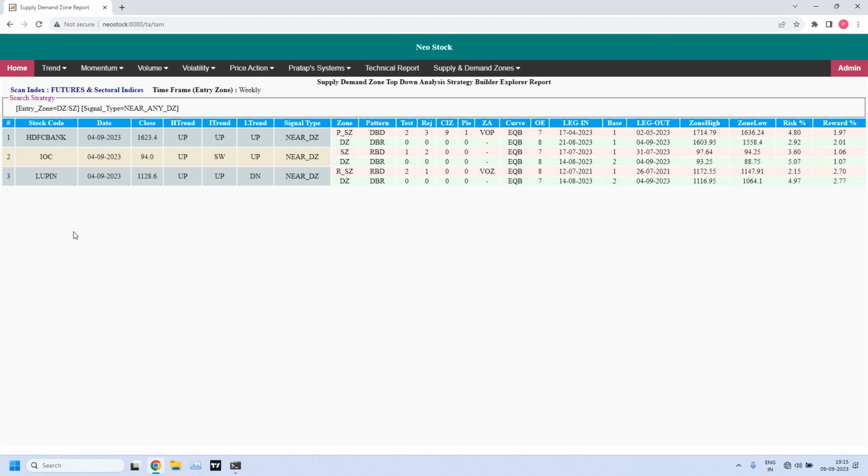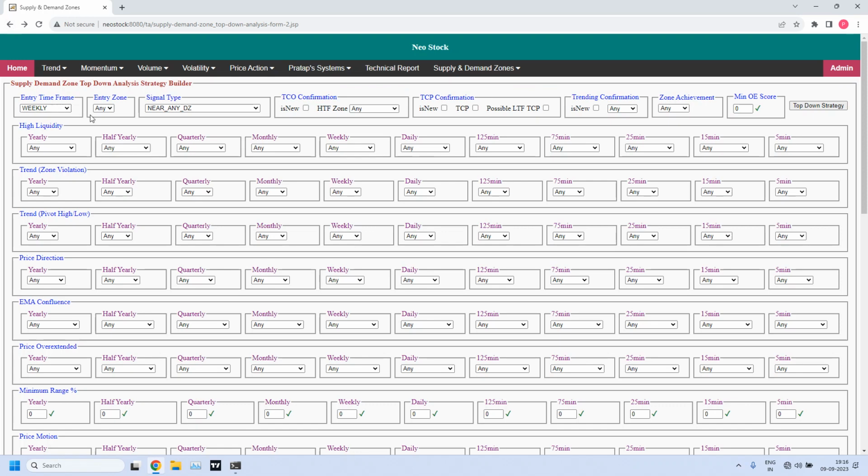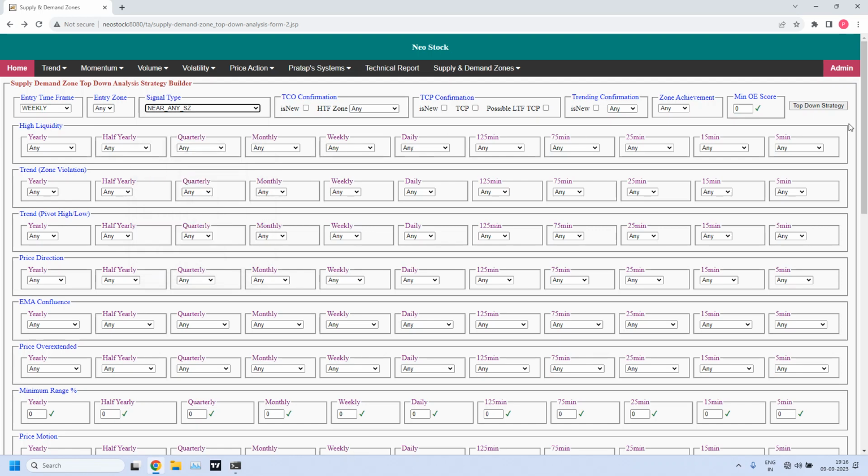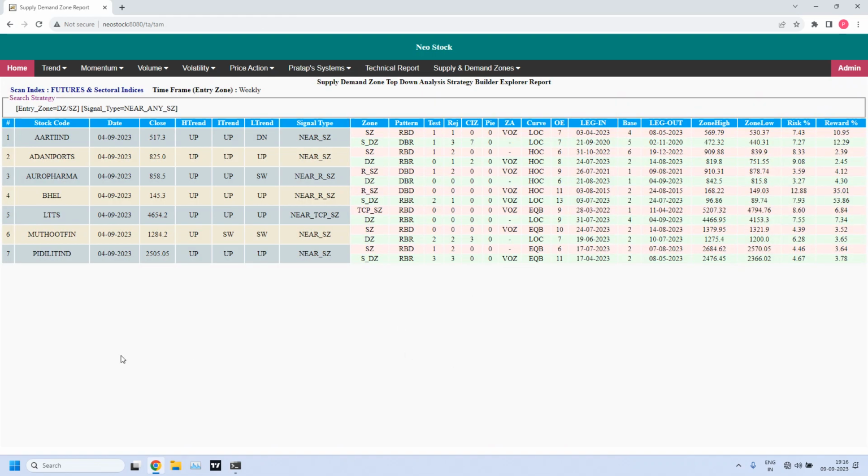And let's go back and generate the weekly zones near to the weekly supply zone. So the entry time frame is weekly. I am selecting the signal type near any weekly supply zone. So let me filter the stocks. These are the 7 supply zones filtered which are near to weekly supply zone.